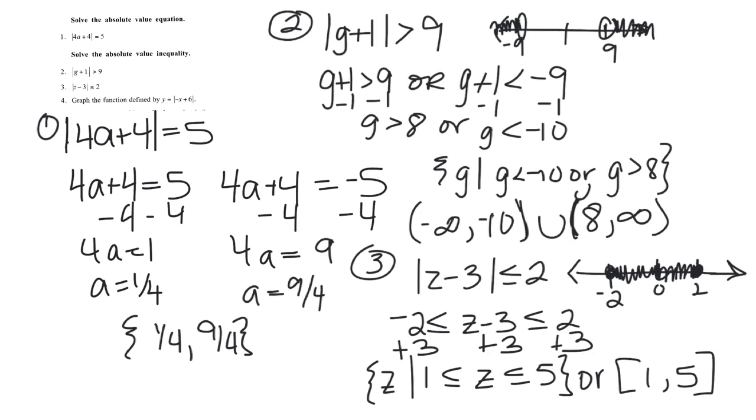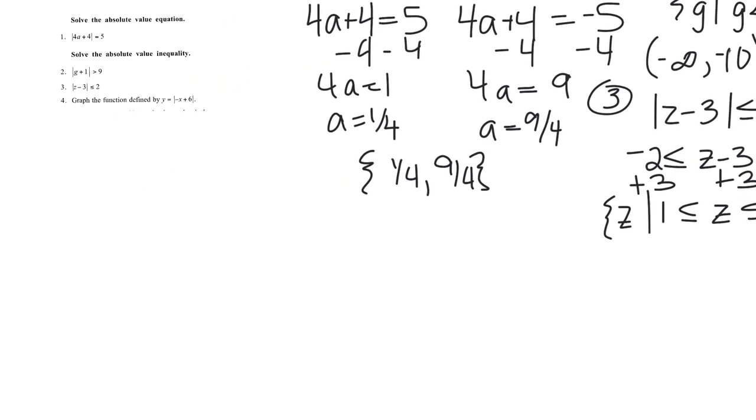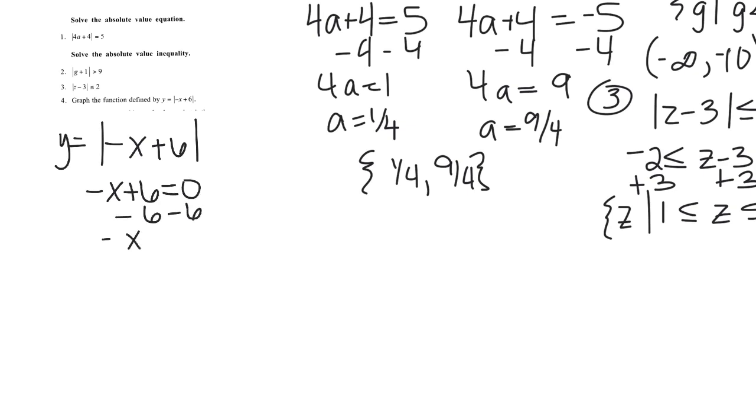Let's see. Number 4, graph the function defined by y equals the absolute value of negative x plus 6. So let's move this up, and we get y equals the absolute value of negative x plus 6. Well, this equation, my vertex, is always going to be what makes the inside 0. So let's look at negative x plus 6 equal to 0. Subtract your 6, negative x equals negative 6, so x equals positive 6. And there's no plus k out here, so this is actually plus 0. And so my vertex is at 6, 0.